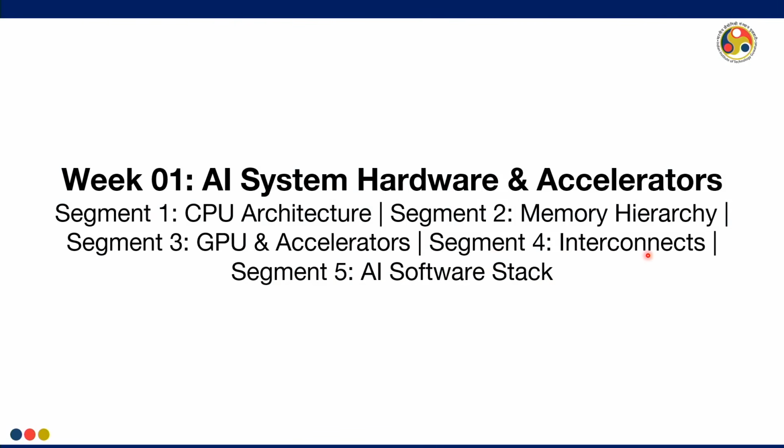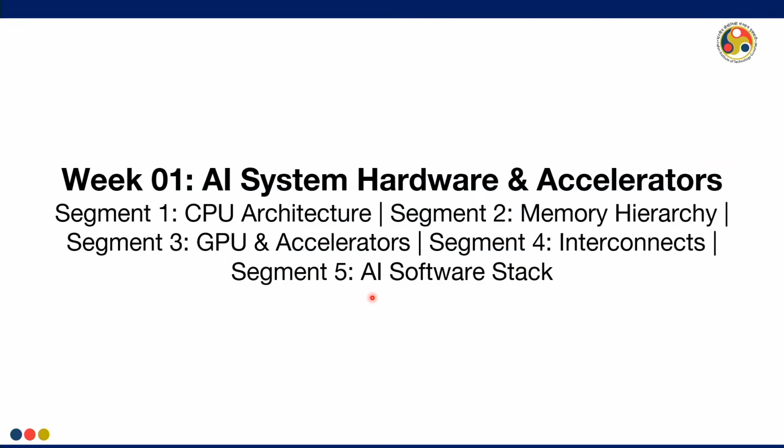And in segment 4 we will talk about the interconnects. Interconnects are very important in this AI deployment scenario, because nowadays lots of high performance interconnects are available. So what do they mean, and what performance can they bring into your AI workload, that also we will see in this segment 4.